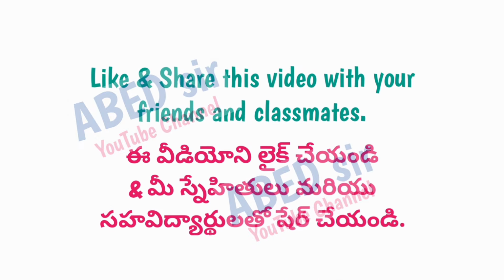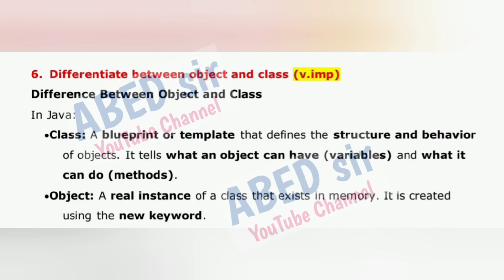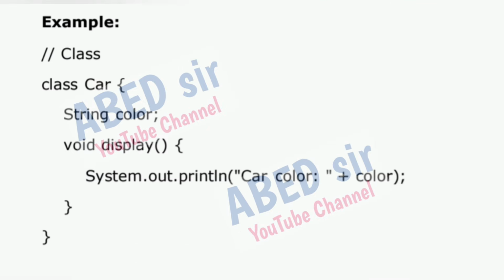Next important short question is 6: Difference between object and class. In Java, a class is a blueprint or template that defines the structure and behavior of objects. It tells what an object can have, variables, and what it can do, methods. An object is a real instance of a class that exists in memory. It is created using the new keyword. Example: class Car, String color, void display.